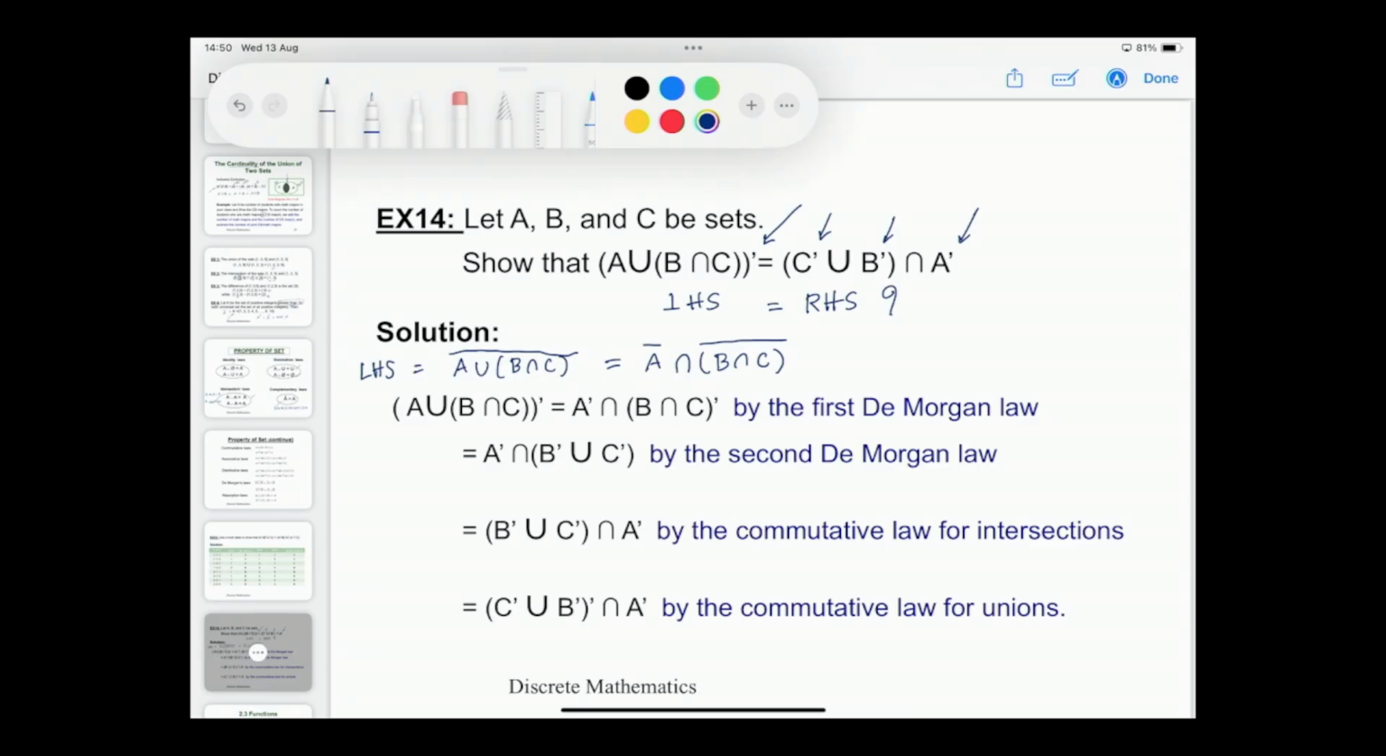And after that, we work on the group inside the parentheses, this part. So that is B. With De Morgan, we split the bar for B and for C, and then change the operation from union to intersection or intersection to union. So that's what we got here.